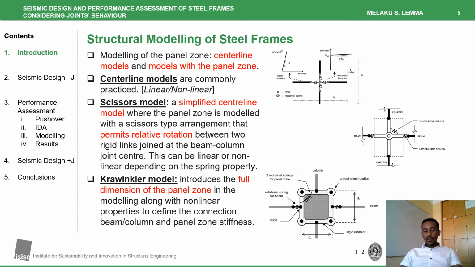The scissors model is an improved version of the centerline model, which includes the behavior of the joint by permitting relative rotation between the vertical and horizontal elements. However, we also have the Krawinkler model, which completely models the web panel dimension, giving a full sense of the node dimension and also the web panel behavior.